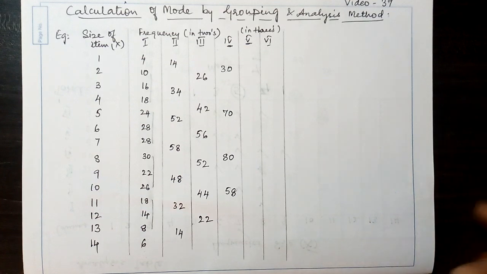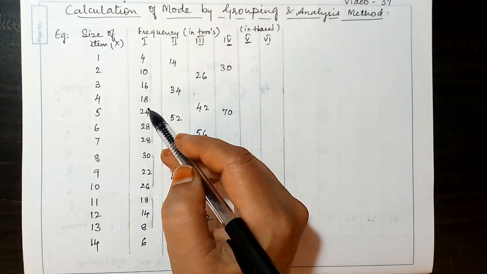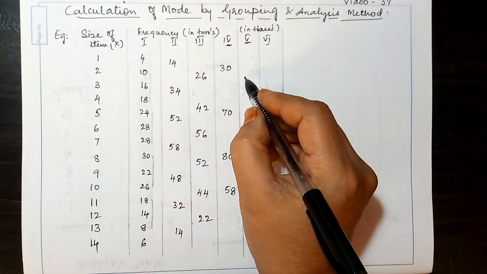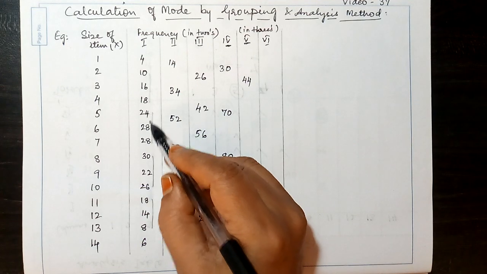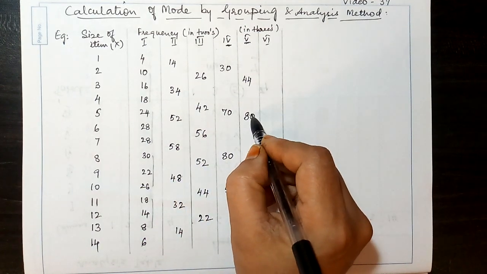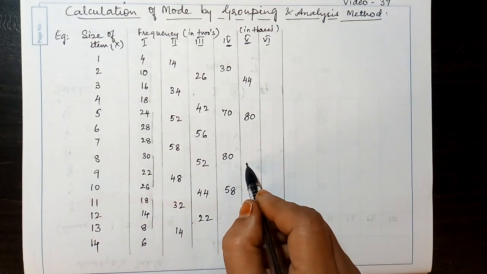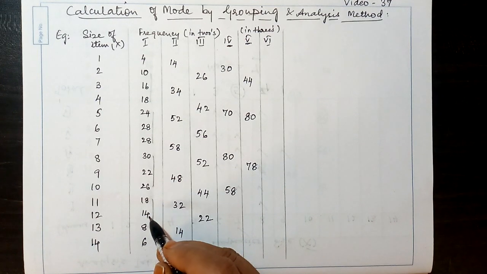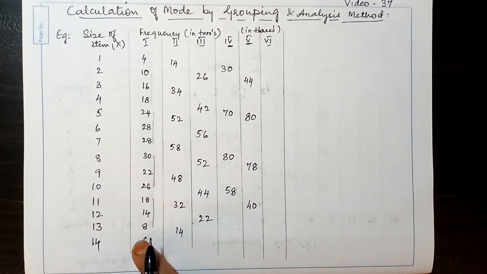Let's add now. 10 plus 16 plus 18 gives us 44, and then we have 24, 28, 28. So that's again 80. Then we have 30, 22 and 26. So this gives us 78. 18, 14 and 8 gives us 40. We have left this last one.